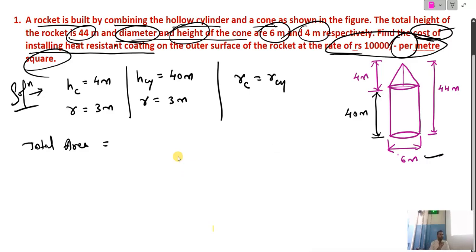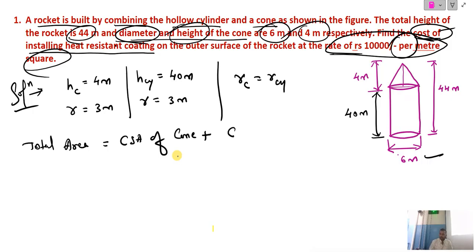Remember, in almost 99% of the questions related to surface area that we solve, we use curved surface area. So here, curved surface area of cone plus curved surface area of cylinder. Am I right? We are calculating the curved surface area of the cone and the curved surface area of the cylinder. Now, just write the formula. What is the curved surface area of the cone? Pi RL plus curved surface area of cylinder, 2 pi RH.